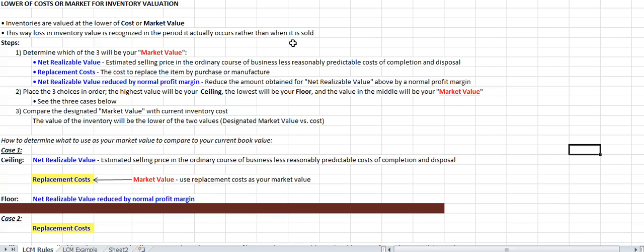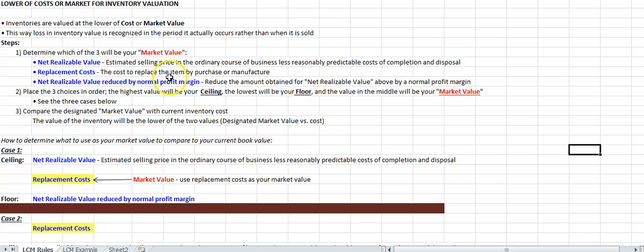So how do we do that? Well, we're going to do 3 steps as you see here. First, we're going to determine what we're going to use as market value to compare versus our costs. We can use the net realizable value, which is an estimated selling price in the ordinary course of business less reasonably predictable cost of completion and disposal. That could be something like, if you have to pay for freight in or freight out, I'm sorry, then you would include it.